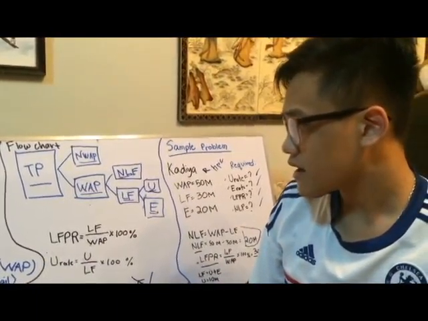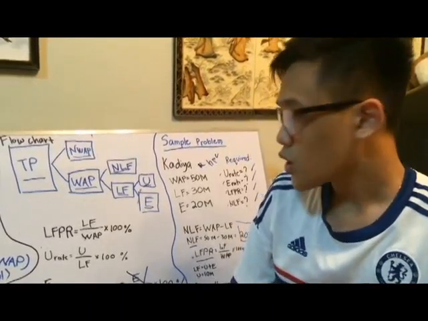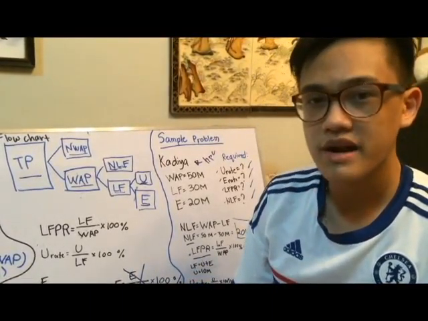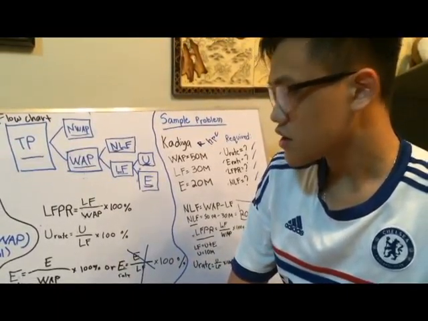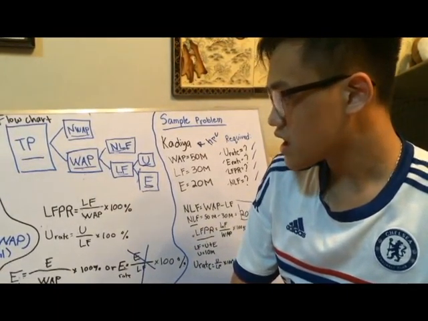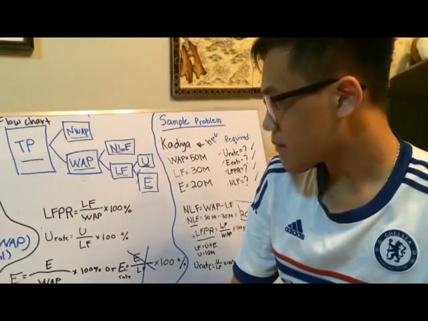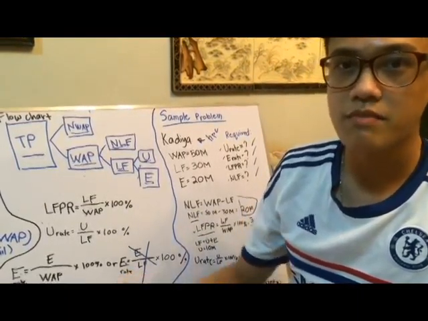In order to find the labor force participation rate, we divide the labor force by the WAP, multiplied by 100%. Next, the unemployment rate. In order to find the unemployment rate, we divide the number of people unemployed by the number of people in the labor force, multiplied by 100%.